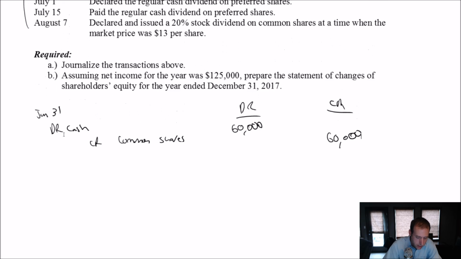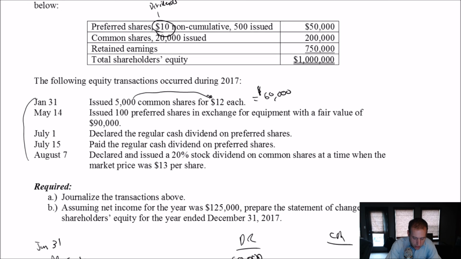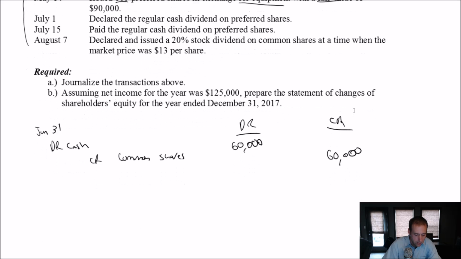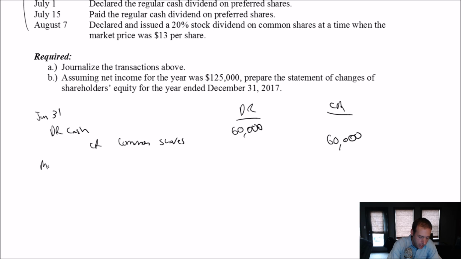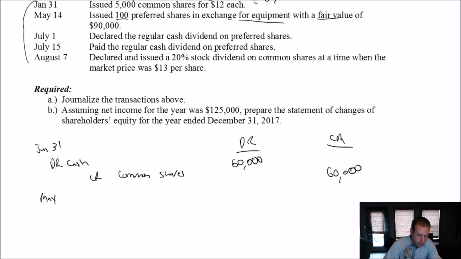The next entry, May 14th, issued 100 preferred shares in exchange for equipment, not for cash, and the equipment has a fair value of $90,000. Okay, so May 14th. What did we get? Well, we didn't get cash. We got equipment. If the value of the equipment is $90,000, and that's a fair value, we will say, well, then you get $90,000 worth of preferred shares. And that's 100 preferred shares.